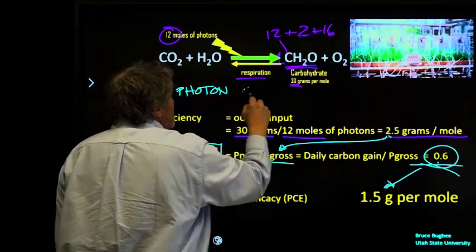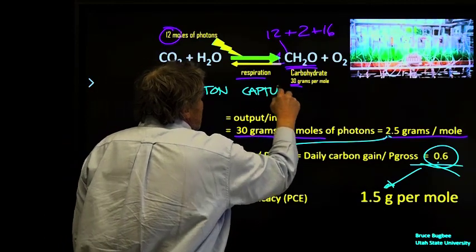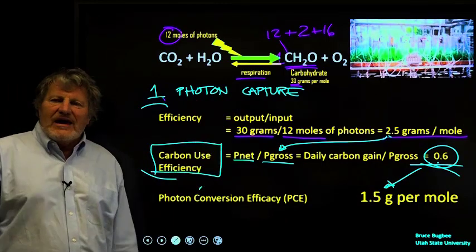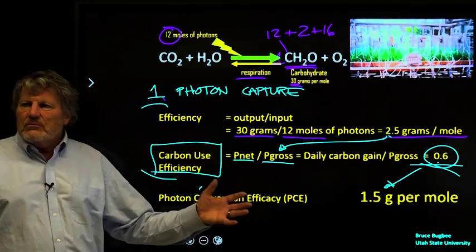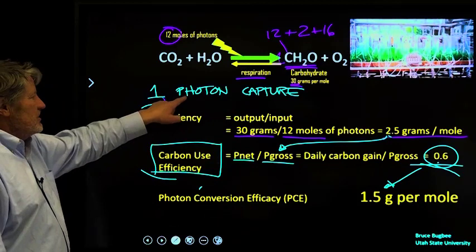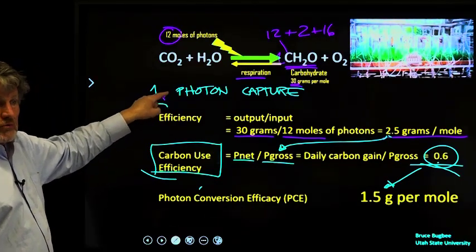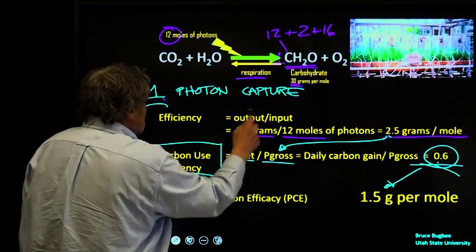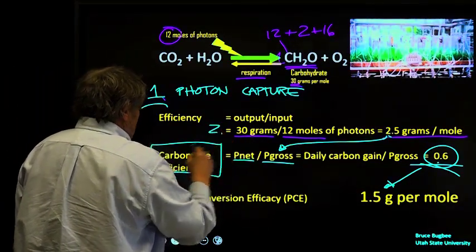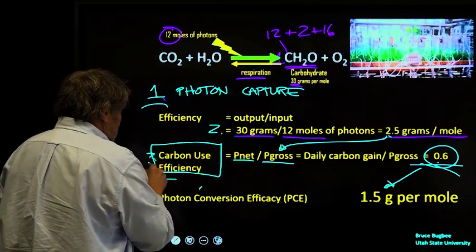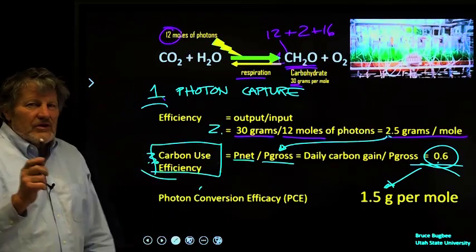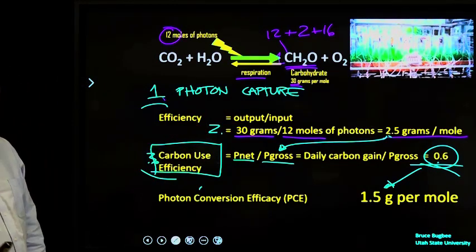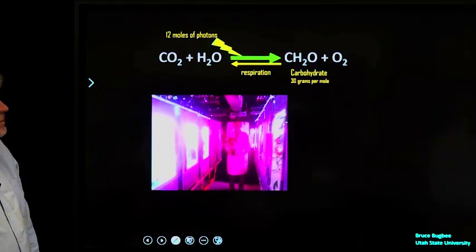If a photon hits the ground, what's the efficiency of that? 0. It has to be absorbed by a leaf. So this is not 100%. A black hole would be 100%, but this is not 100%. Step 2 is this quantum yield. Step 3 is this carbon use efficiency. The next slide takes these 3 components and shows what happens when we multiply them together.